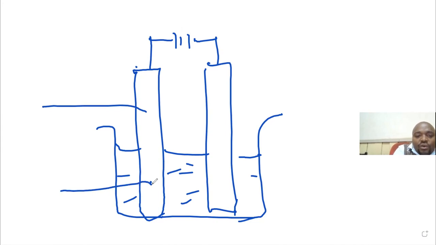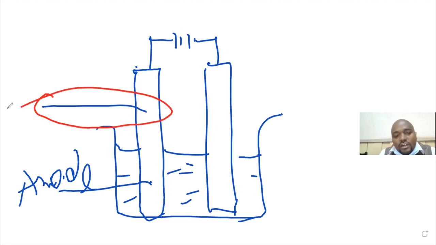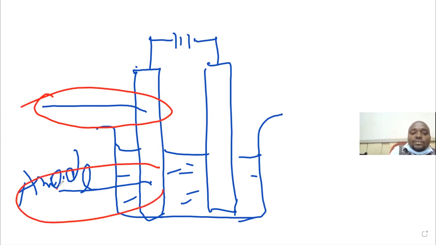The anode will be the one which is attached to, or in contact with, the electrolyte. So this will be the anode. It's in contact with the electrolyte. If you indicate here, then you'll be wrong because it's not in contact with the electrolyte. So that will not be the anode. The anode should always be in contact with the electrolyte, which now is that one.